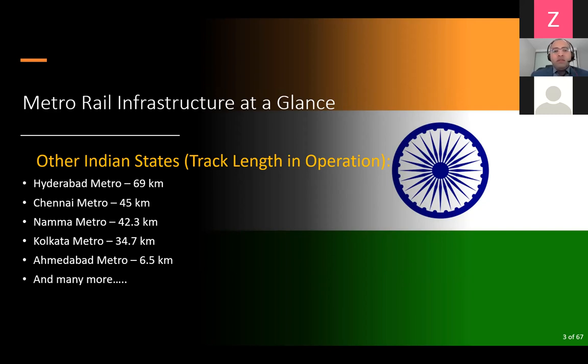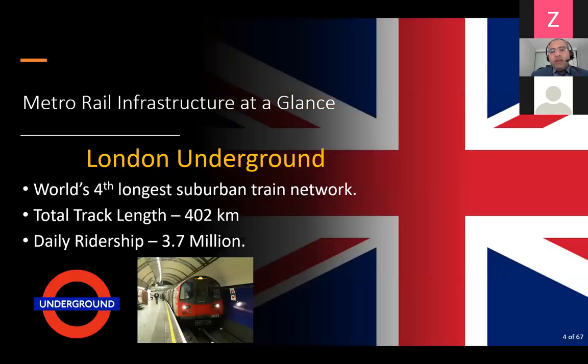And there are so many other cities like Lucknow Metro and some other places in India where a smart city proposal is in the pipeline, so you need a smart transportation system. I think metro rail is a really good solution for those transportation problems in metro cities. So let's have a look through the global lens now.